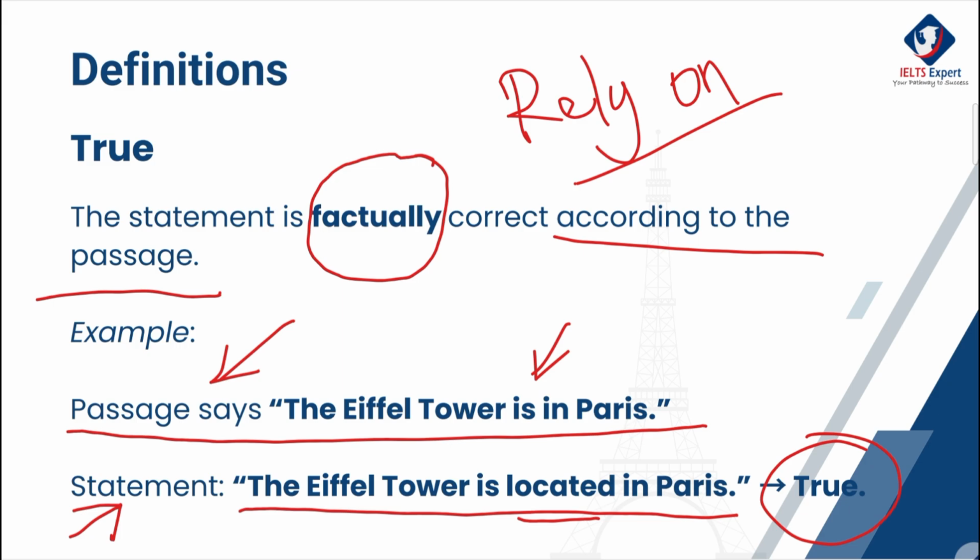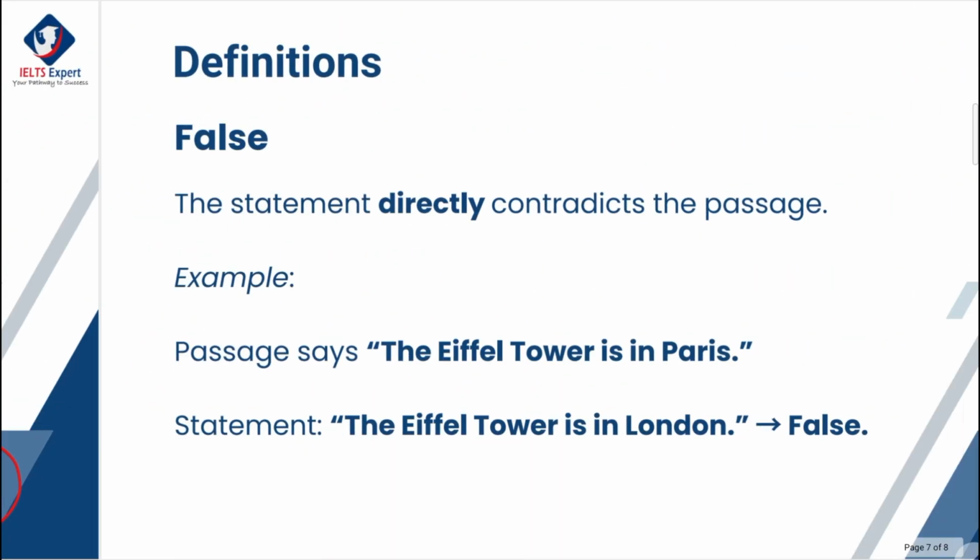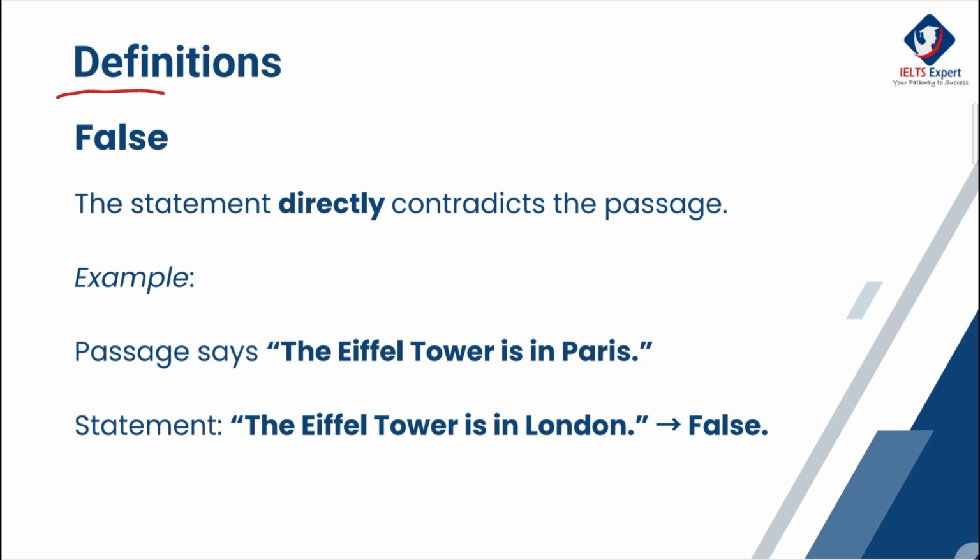So both the passage and the statement factually match each other, right? The statement should be factually correct according to the passage. That's important, right? Now let's move on to another definition, which is false. Let's talk about false. When the statement directly contradicts the passage, you're going to decide false, right?